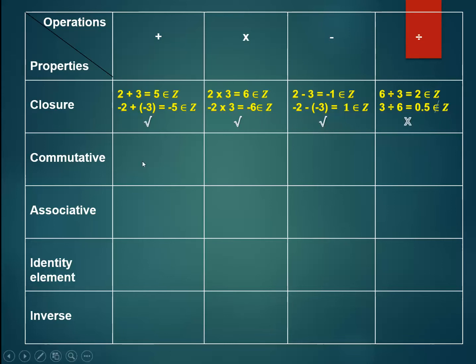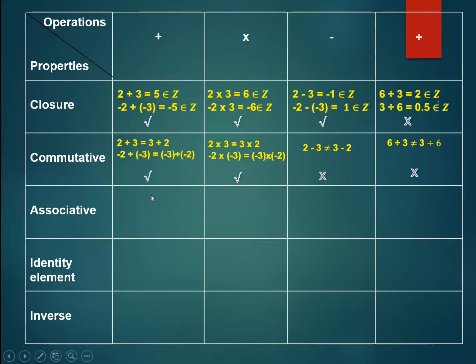What about the commutative property? If I say 2 plus 3 equal 3 plus 2, and negative 2 plus negative 3 equal negative 3 plus negative 2, the commutative property is satisfied here. 2 times 3 equal 3 times 2, and negative 2 times negative 3 equal negative 3 times negative 2 give the same number, so commutative is satisfied. But subtraction and division are not satisfied.